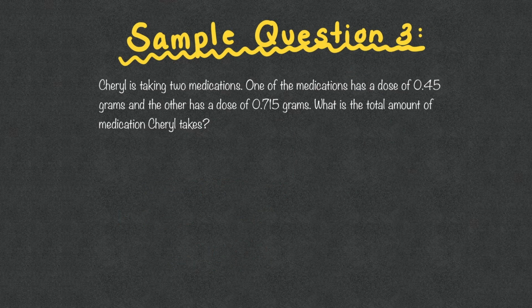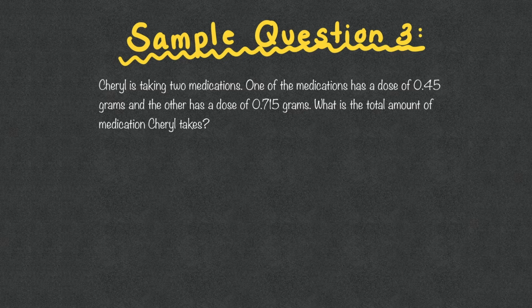All right, sample question number 3. Cheryl is taking 2 medications. One of the medications has a dose of 45 hundredths grams, and the other has a dose of 715 thousandths grams. What is the total amount of medication Cheryl takes?